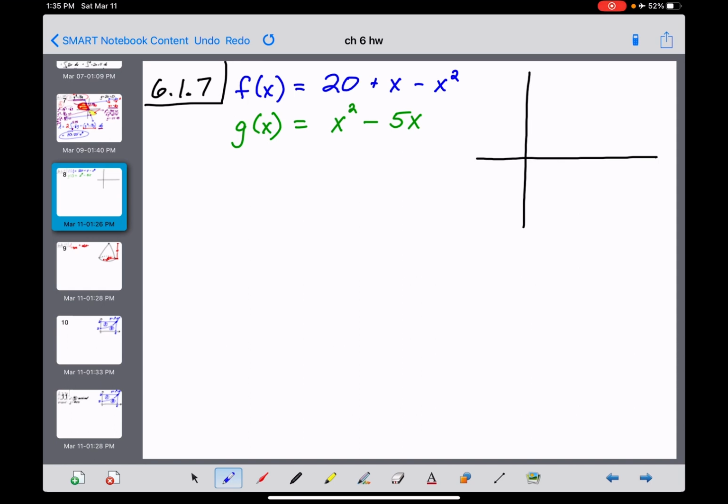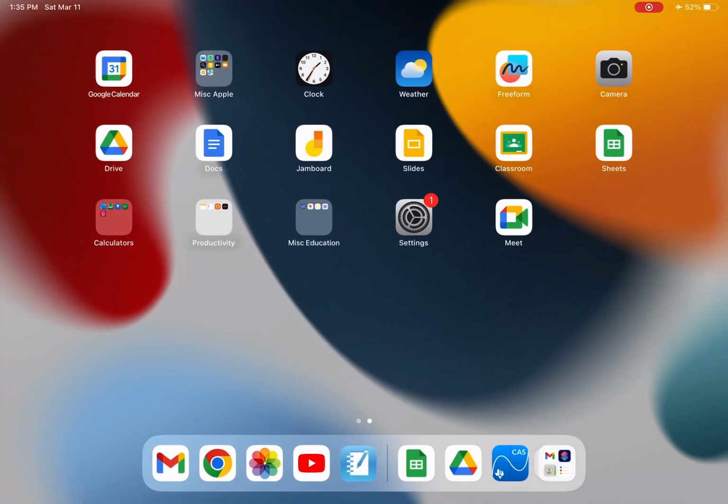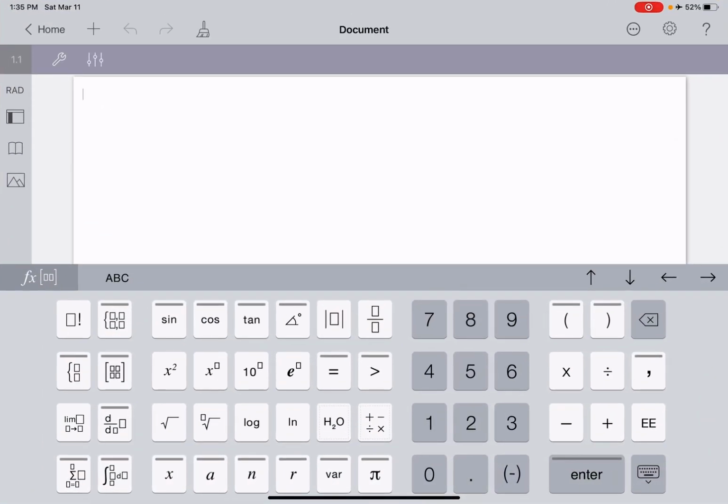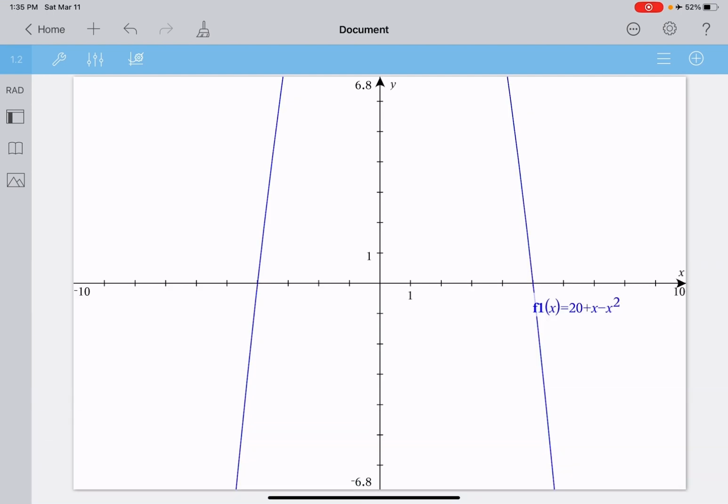So we're going to go ahead and graph them to try to get a sense for where this thing exists. And as fun as it would be to graph that by hand, I think we're going to run to the calculator and let that do the work for us. I'm going to add a graph page, and f of x here was 20 plus x minus x squared. We'll graph that, and whoa, that's higher than I thought. I guess it makes sense, its y-intercept would be 20.